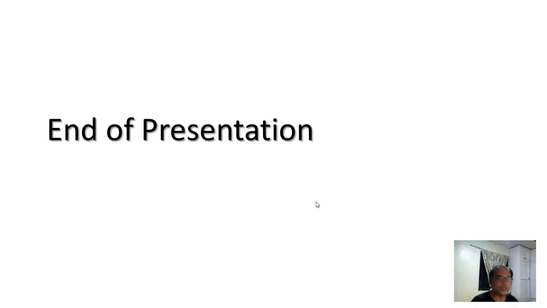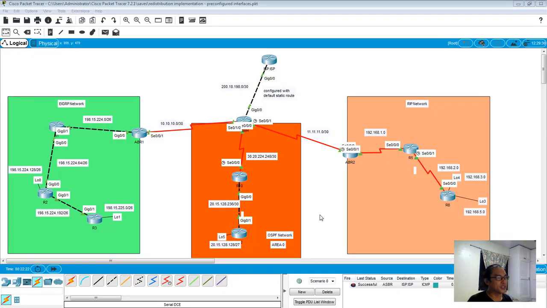Okay, since we already ended our presentation on the concepts of redistribution, we are going to configure this using our Packet Tracer, so that if I give you an activity, you at least know how to configure this already. Okay? So let's end the presentation, and this will be our Packet Tracer lab activity.